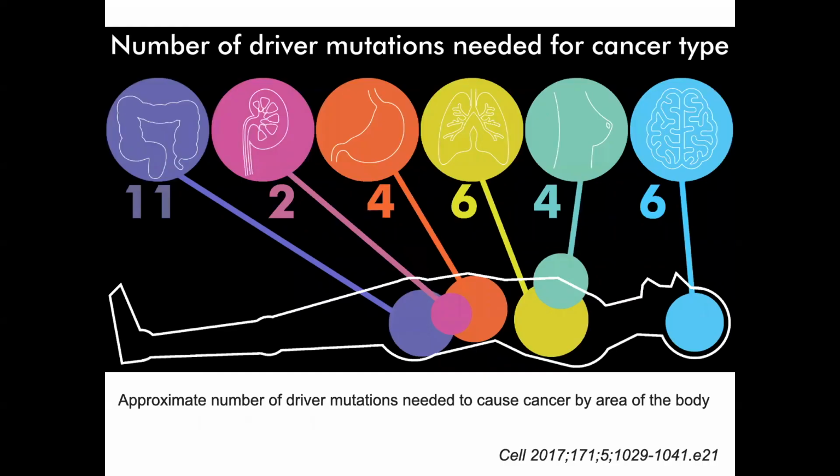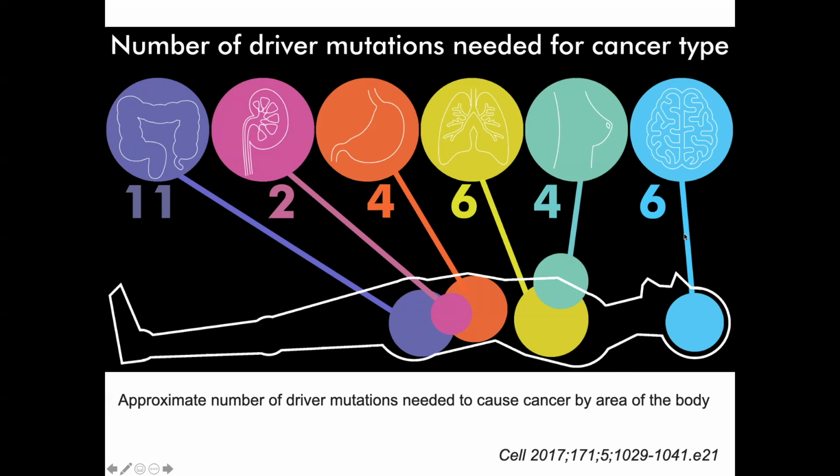This slide shows the approximate number of driver mutations needed to cause different types of cancer. This was published 3 years ago in the journal Cell. You see that only a few driver mutations are needed in various cancers. Colon cancer needs about 11 driver mutations, kidney cancer maybe 2, and gastric cancer maybe only 4. Lung cancer, breast cancer, and brain cancer all have fewer than 10 driver mutations.